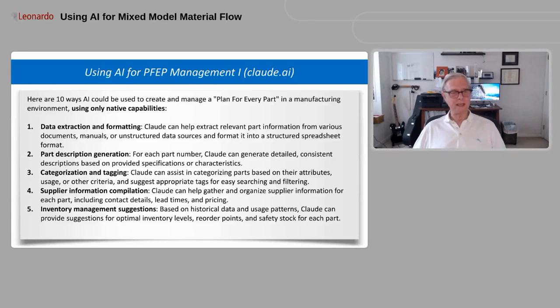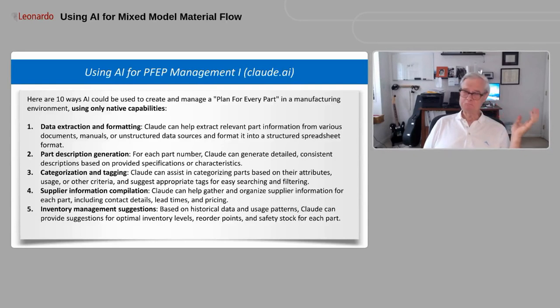But here are 10 ways AI could be used to create and manage a plan for every part, using, and I was very specific about this, using only native capabilities. Otherwise, it's going to give you all kinds of ideas where you would have to have a software development team, right, to make it happen. Okay, so only native capabilities, and I'll just read off the titles here: data extraction and formatting, part description generation. That could be interesting if you have a whole bunch of different part numbers, but the naming conventions are not consistent. Not for the part number, but for the description. It could help you there.